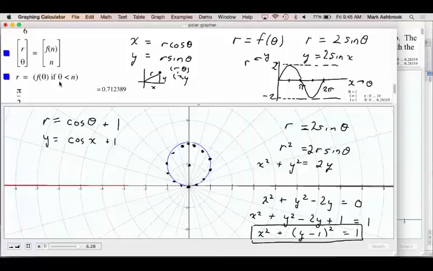That's 0, 1. Theta equals 0, your r equals 1, right? Or r equals 2, actually. Yes. Did you do it right? Okay, this was this one.